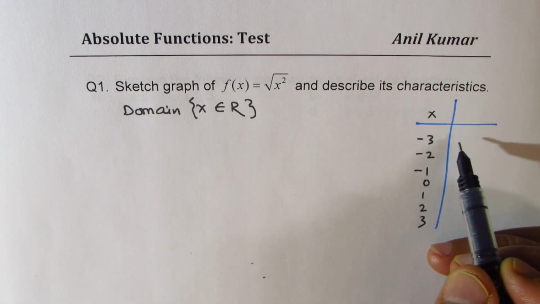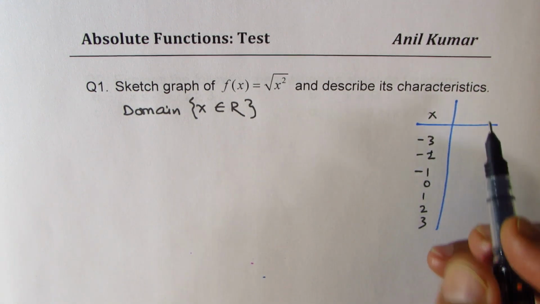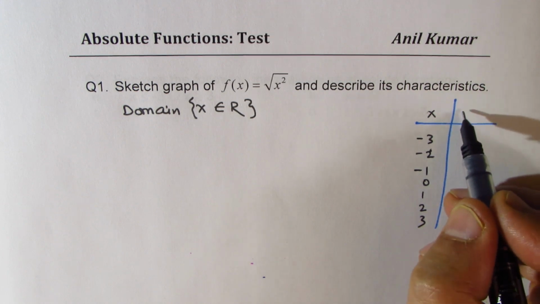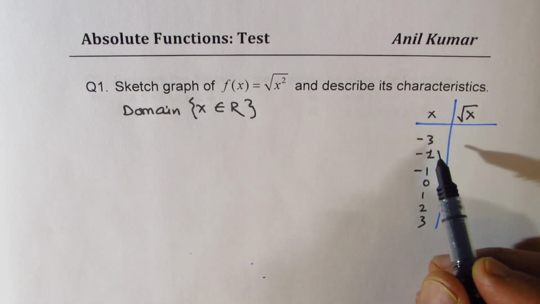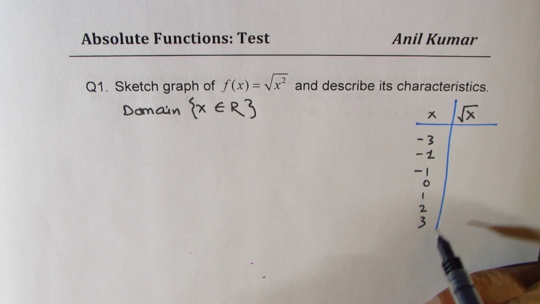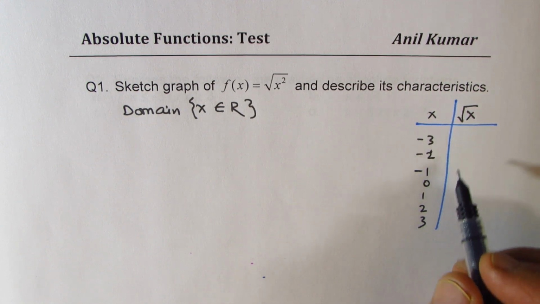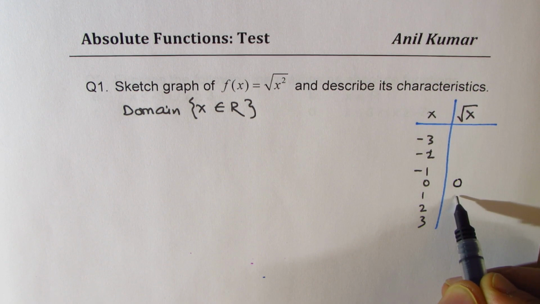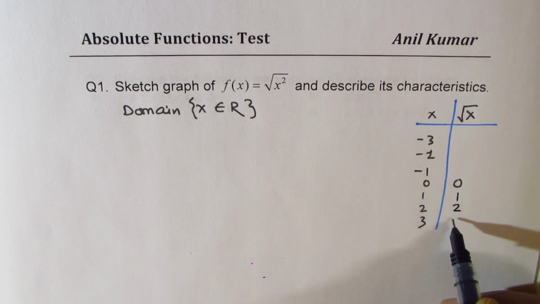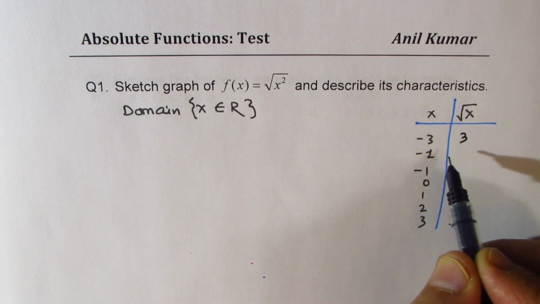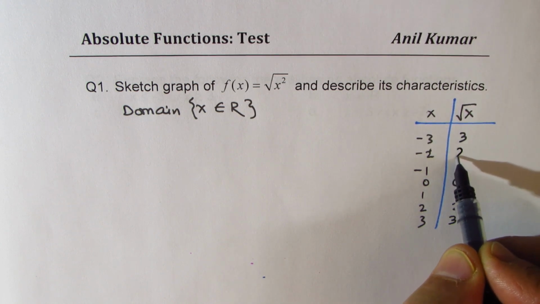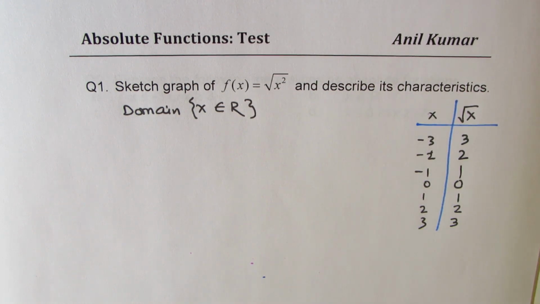Now, if you square them, they all become positive, right? That's very important to understand. And square root of those values will be the same number, but positive, right? So with 0 you get 0, with 1 you get 1, with 2 you get 2, with 3 you get 3. But with minus 3 also you get 3. You get the idea, right? So what do you notice here?